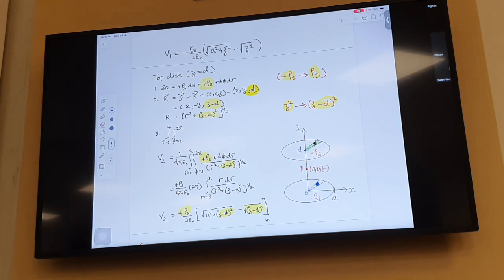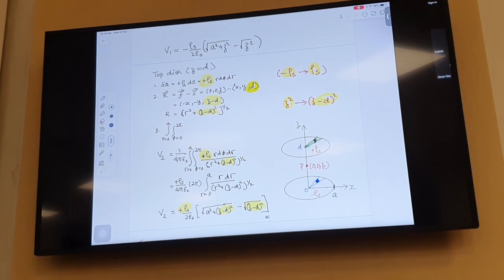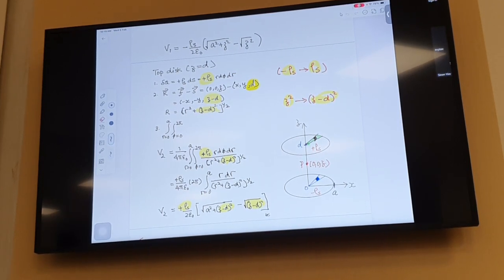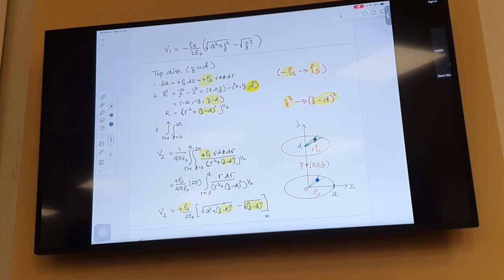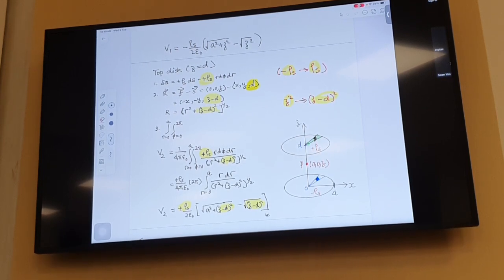Now, this is just to show you, you don't need to worry about it. That's why I said I always do it the very tedious way, always starting from the integration, step 1, 2, 3. If you can apply symmetry here, you can directly write down the solution, after you calculate the V1.